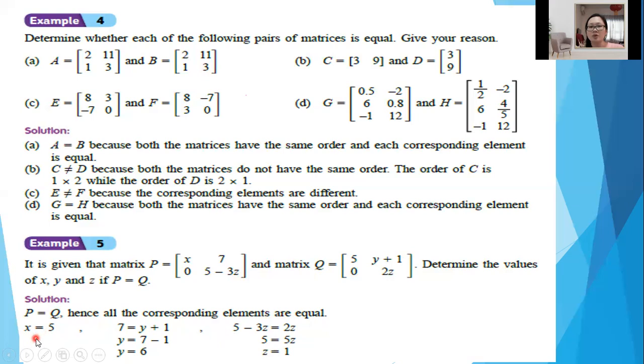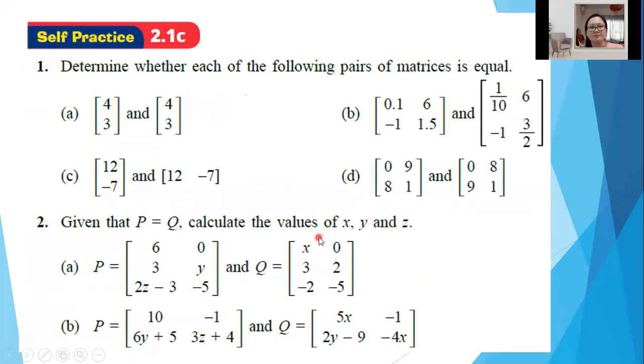So x equals 5. So this one we don't have to calculate. 7 equals y plus 1. Remember, corresponding elements are located at the same position. So bring the plus 1 over, 7 minus 1. So y equals 6. Minus 3z, okay, we bring it backward. 2z plus 3z becomes 5z. So z equals 5 divided by 5, z equals 1. Okay, so let's try your self-practice 2.1c about the equal matrices.